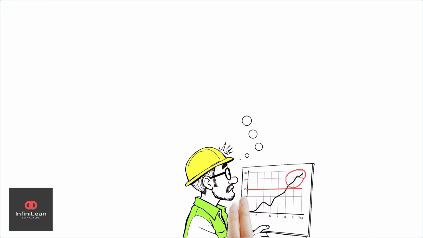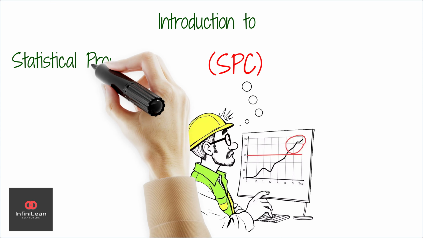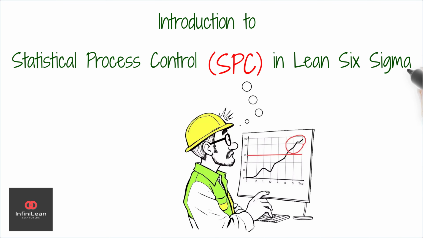Welcome to our channel, where today we're diving into the fascinating world of Statistical Process Control, or SPC, within Lean Six Sigma. SPC is a method that uses statistical tools to monitor and control a process, ensuring its quality and efficiency. In Lean Six Sigma, it plays a crucial role in preventing defects and promoting a culture of continuous improvement.